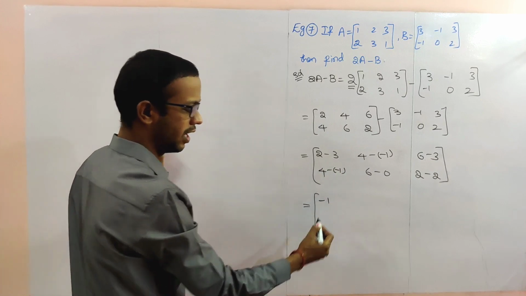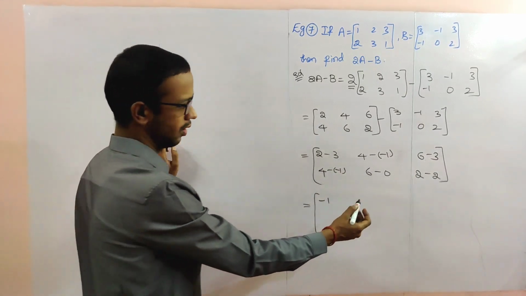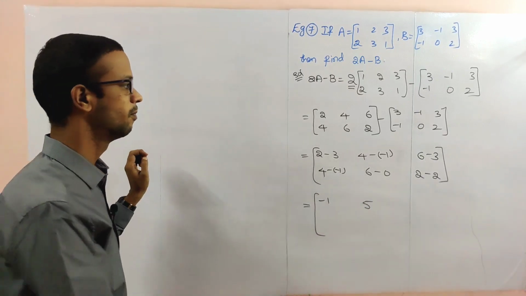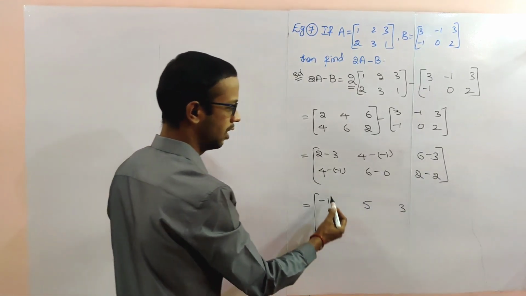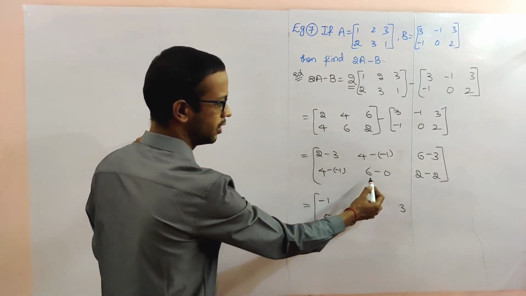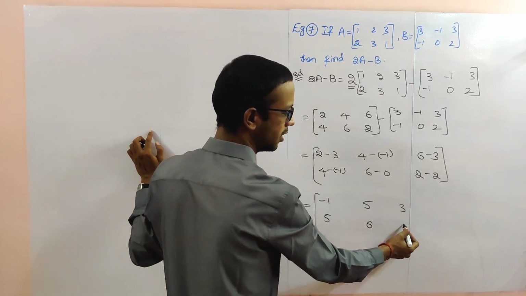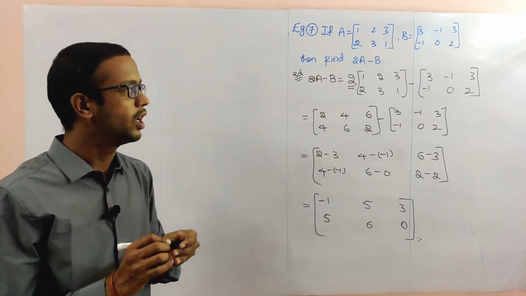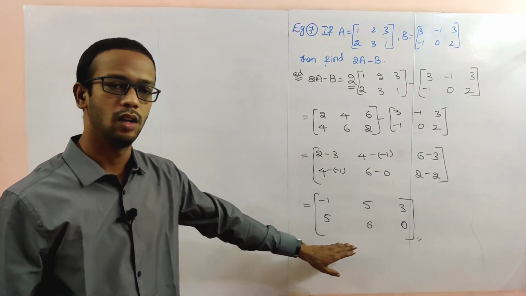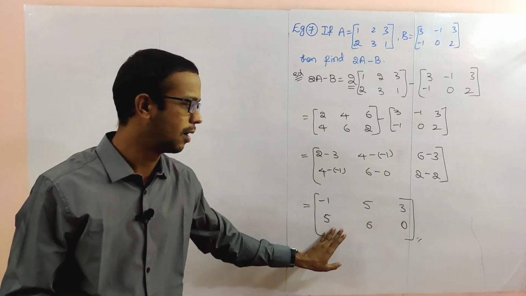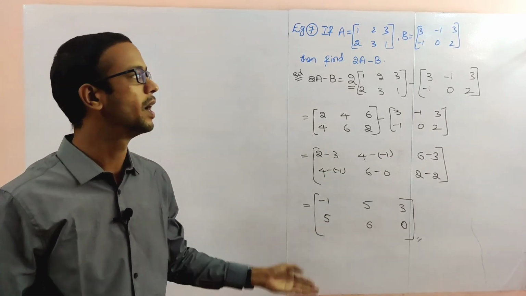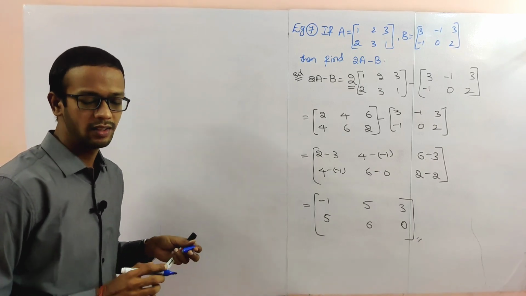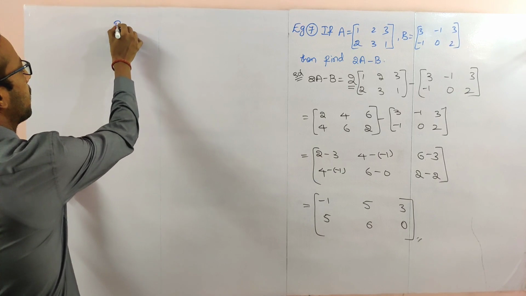So 2 minus 3 is minus 1. Next, 4 minus of minus 1 is plus 5. Total will be plus 5. 6 minus 3 is 3. Here 5. 6 minus 0 is 6. 2 minus 2 is 0. So this is the 2A minus B matrix. You observe the number of rows is 2 and the number of columns is 3, a 2 by 3 matrix.